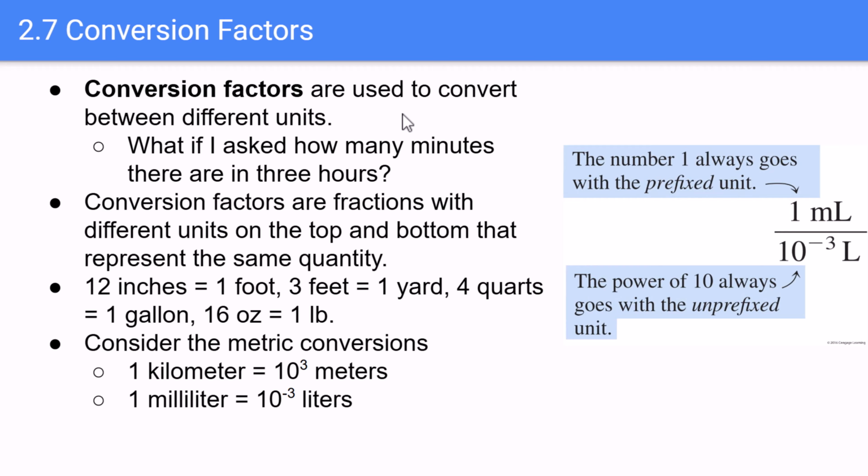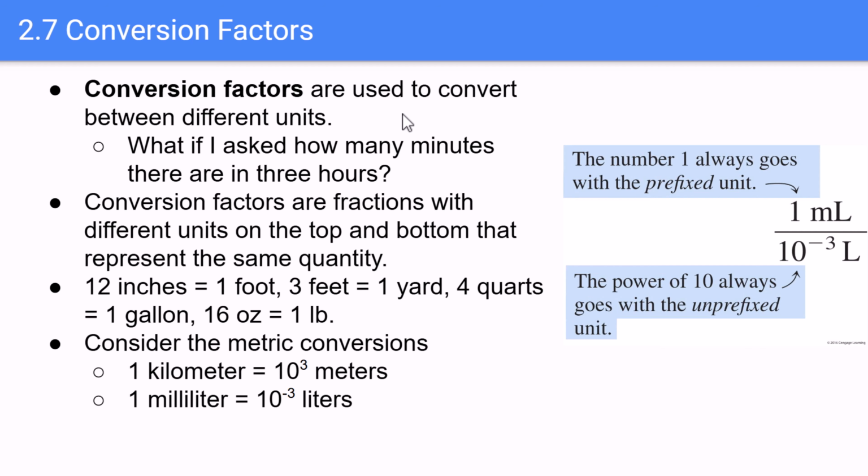So for example, 12 inches in a foot, 3 feet in a yard, 4 quarts in a gallon, 16 ounces in a pound. In any of those mathematical expressions, the first part before the equal sign is the same distance or the same amount as after the equal sign. 12 inches is equal to 1 foot. That's the same distance, it's just in 2 different units. 3 feet into 1 yard, again, same distance, just different units.